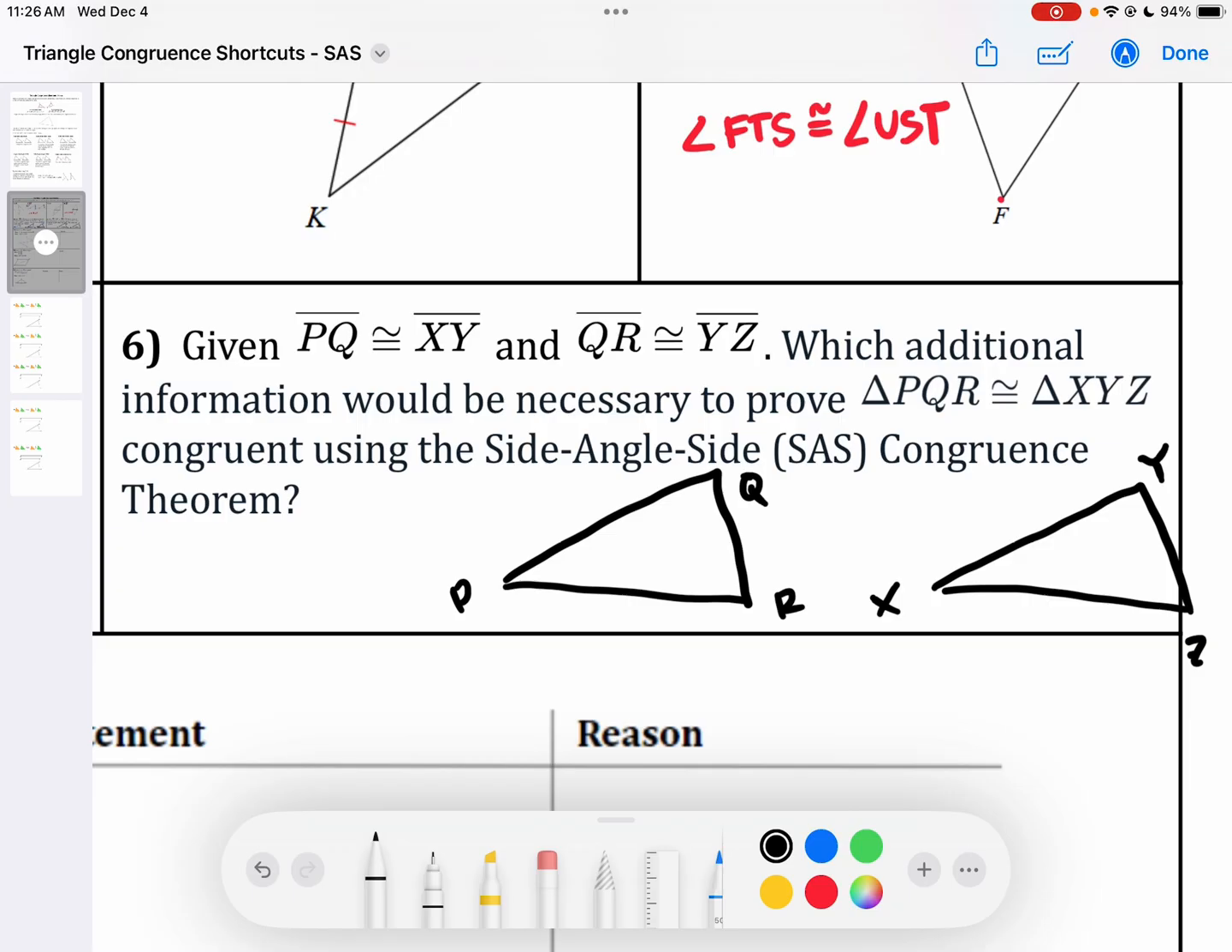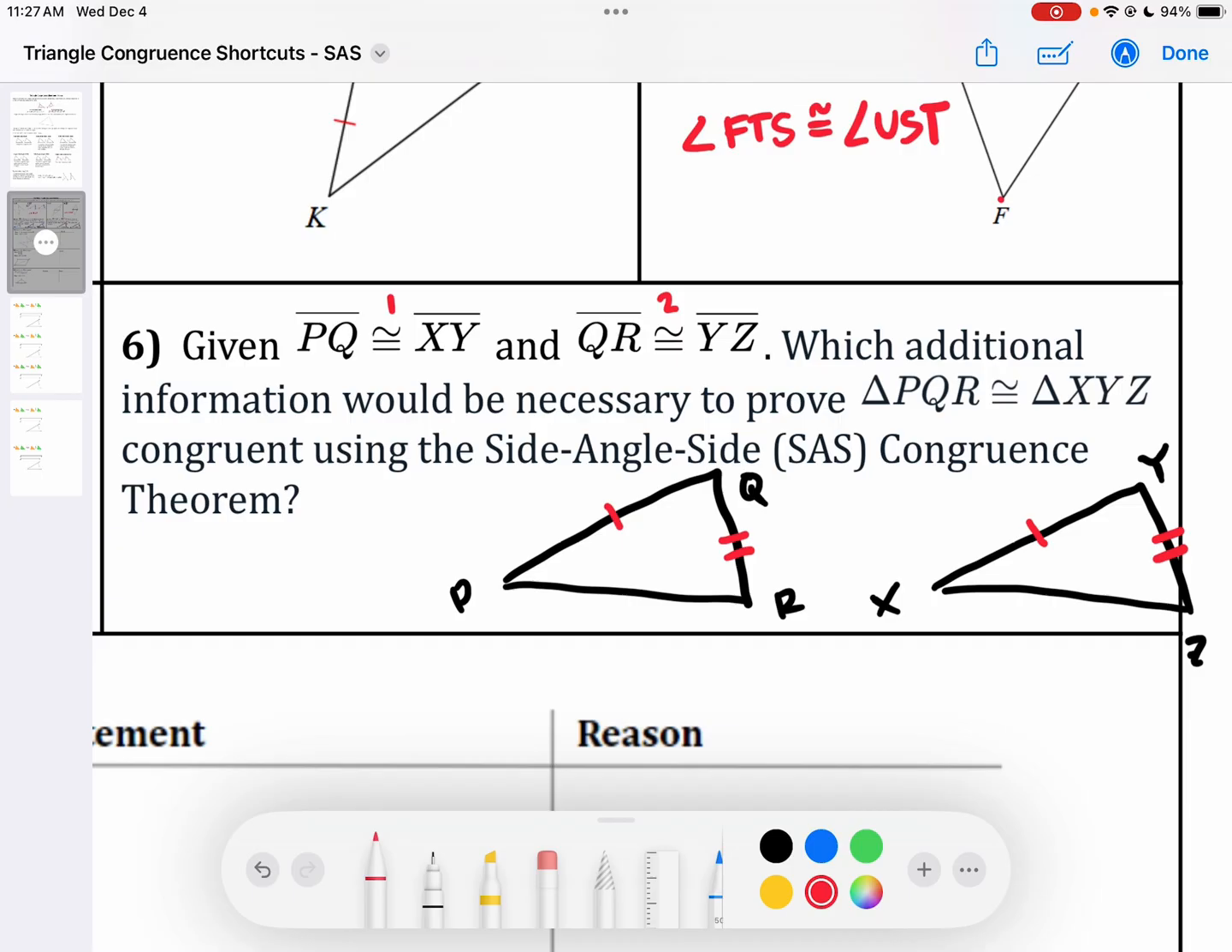So we are given segment PQ is congruent to XY. Here is segment PQ. Here is segment XY. Segments have tick marks, so we have our first set of segments, and this is number 1. And QR is congruent to YZ. This is my second set of segments, so now I have 2 tick marks. So we have QR is congruent to YZ. So again, making sure that we mark them correctly is helpful.